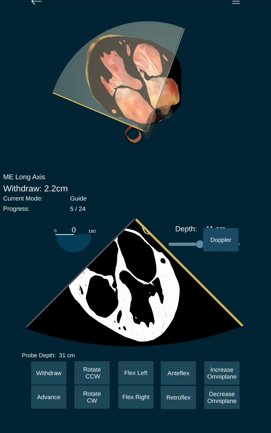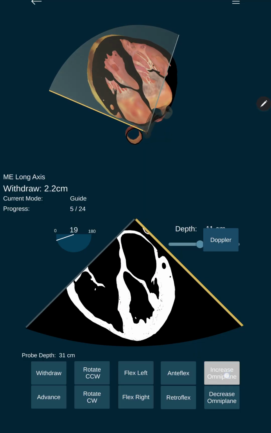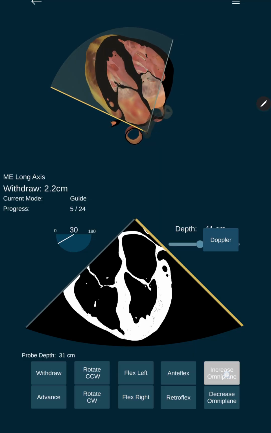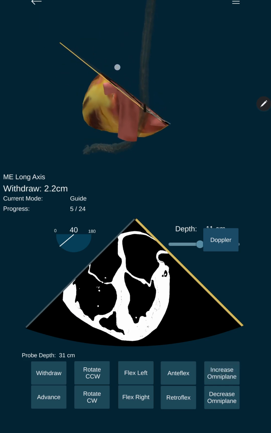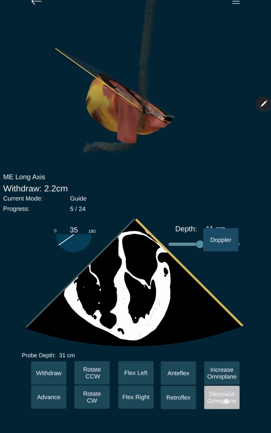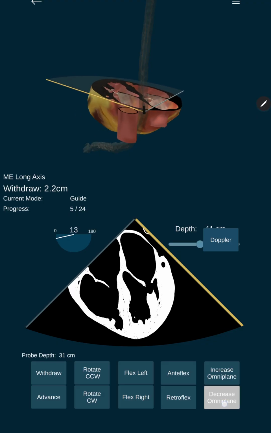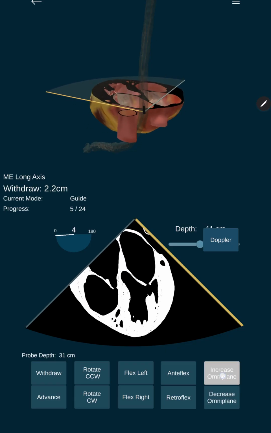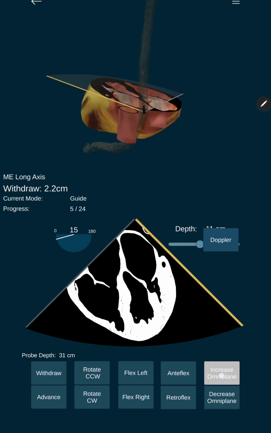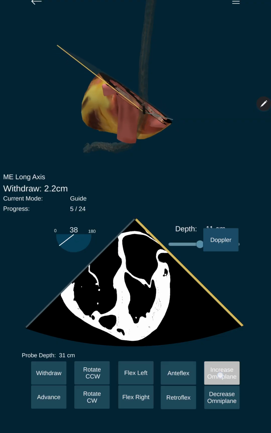Now increasing the angle at mid-esophagus to around 60 degrees, we get the bicommissural view. Increasing the angle means increasing the angle in this way. So it was 0 earlier, you can see it was 0, which was showing the proper 4-chamber view. Now I have increased the angle at the mid-esophagus level to 60 degrees. That will give us a bicommissural view.